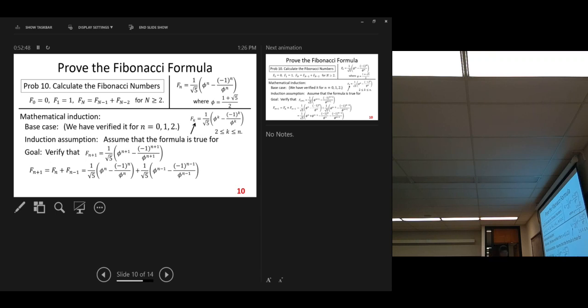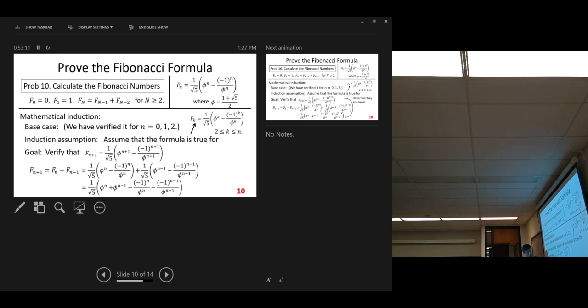These two expressions are the same. If we can show that, we complete the proof. That's the induction. All right, so let's write the second expression in this way.